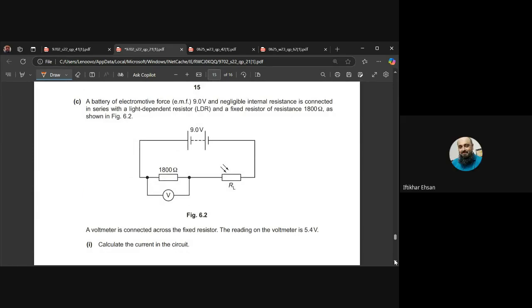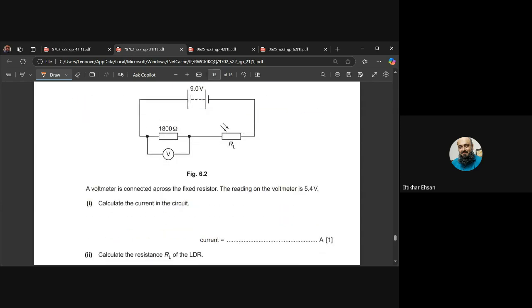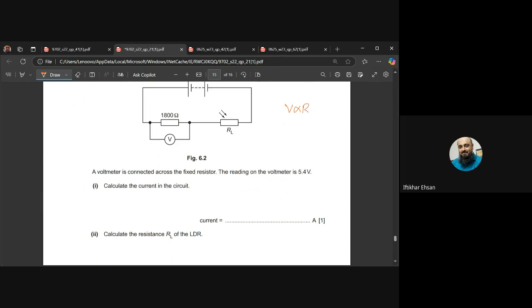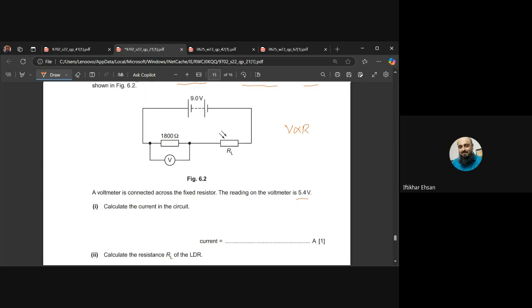The battery of EMF 9 volt and negligible internal resistance is connected in series with a light dependent resistor and a fixed resistor of 18 ohm. सीरीज में तो करंट विल बी सेम. अब वोल्टमीटर कनेक्टेड क्रॉस दिस. अच्छा, सीरीज में ये बात याद रखना है कि वोल्टेज रेजिस्टेंस के प्रोपोर्शनल, जो रेजिस्टेंस बड़ी होगी उससे ज्यादा वोल्टेज का पार्ट मिलेगा. The reading on the voltmeter is 5.4. तो अगर यहाँ 5.4 वोल्ट है, तो टोटल वोल्टेज 9 है. 9 में से माइनस कर दो तो 3.6 इसे मिलेगा.